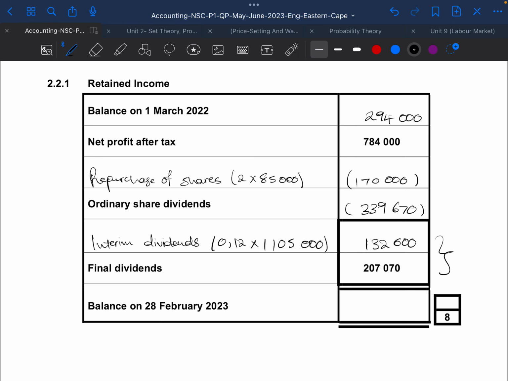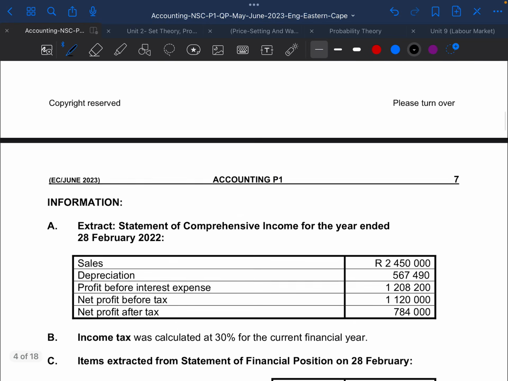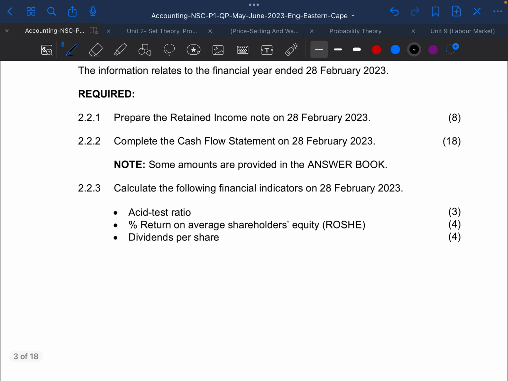Remember, where there are brackets you are supposed to subtract. And my final answer is 568,330. Okay, so now we're done with our retained income. Then the next question requires us to complete the cash flow statement on 28 February 2023. Note that some amounts are provided in the answer book.